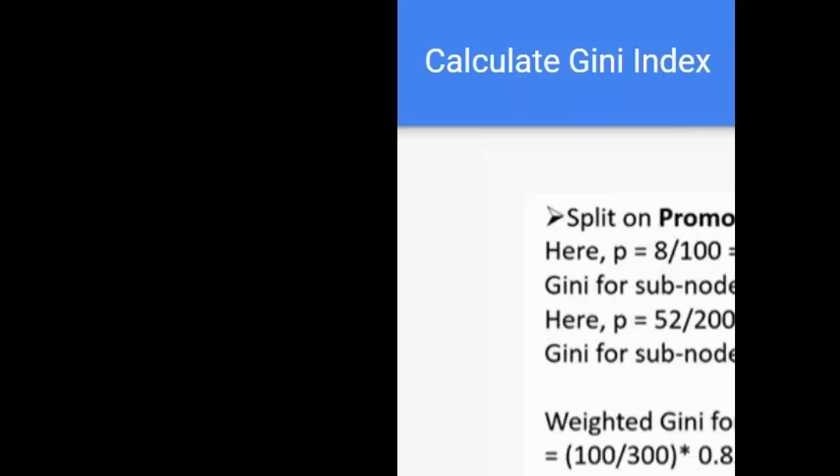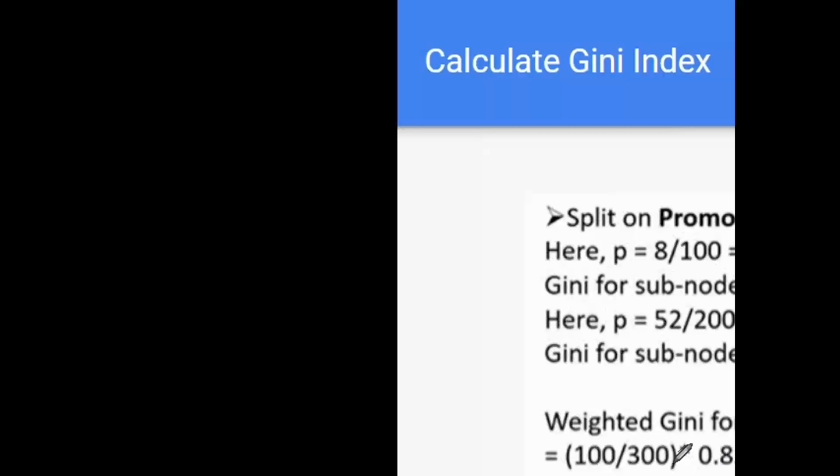So we calculate the Gini score for yes, then we do it in the same fashion for the people who didn't get the promotion. What are the chances they will leave the company? So we calculate the Gini index for the no, and then we calculate the weighted Gini index.